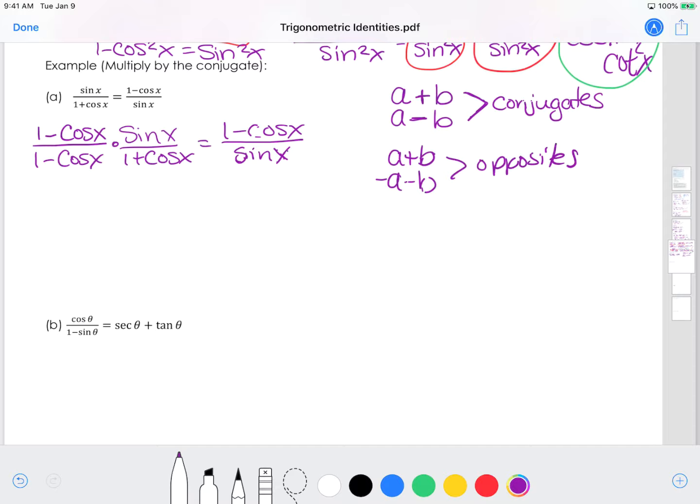So when I do that, on the top, I get 1 minus cosine x times sine x. On the bottom, because I have 1 plus cosine x and 1 minus cosine x, that's the difference of squares. So when I multiply that out, I get 1 minus cosine squared x, because the middle term just disappears because of the plus and the minus.